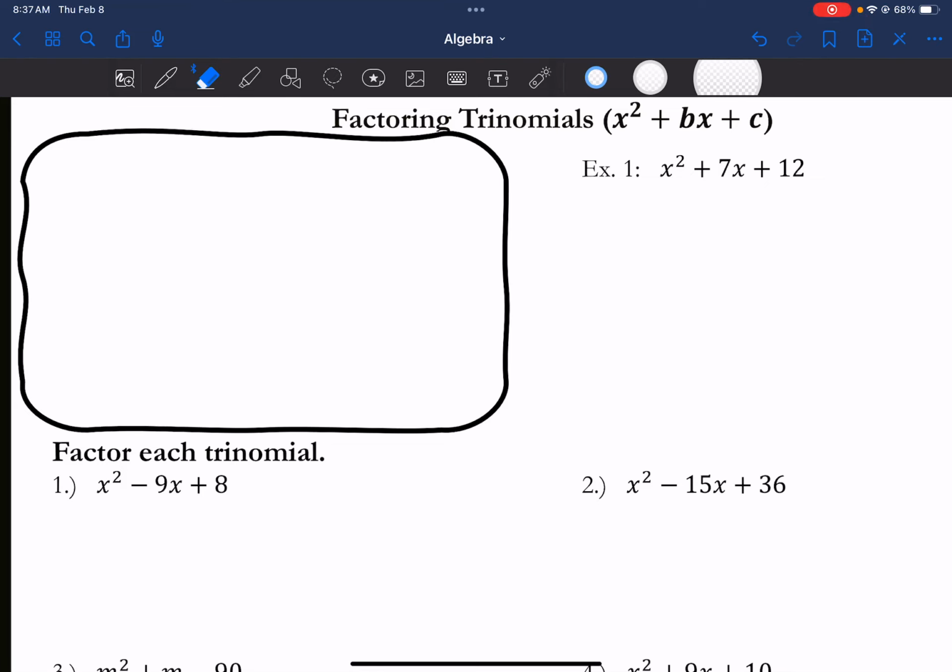Today we're going to be focusing on factoring trinomials. Now, one important thing is that we will be in this unit learning about two different types of trinomials. This is trinomial type 1.